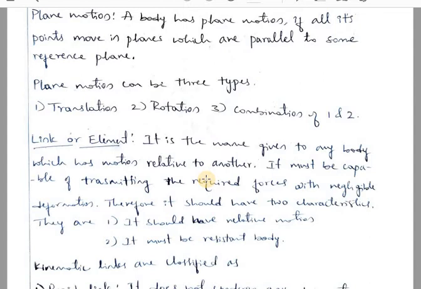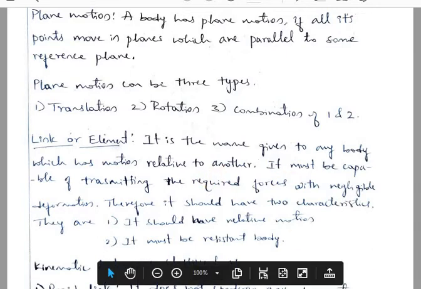Therefore, it should have two characteristics. What two characteristics should a link or element have? One, it should have relative motion, and second, it must be a resistant body. Why should it be a resistant body? Because it should have negligible deformation when it transfers the force. That is why it should be a resistant body.